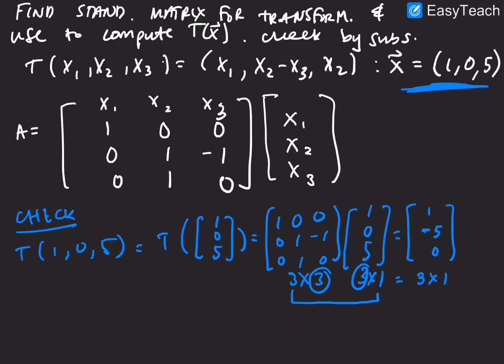So I'm going to take this row and I'm going to multiply that to this column. So 1 times 1 plus 0 times 0 plus 0 times 5. That's how you multiply, right? And then I got the 1 here, because this equals 1. Okay. And you do that for the rest. And that's what you get.